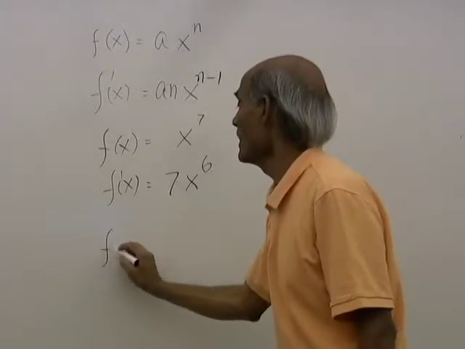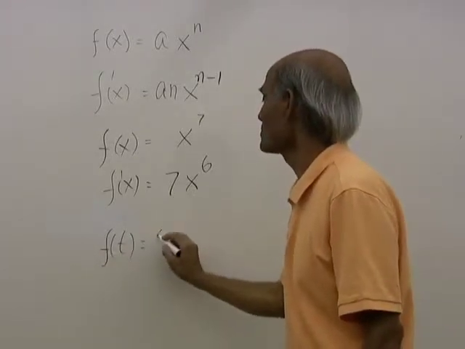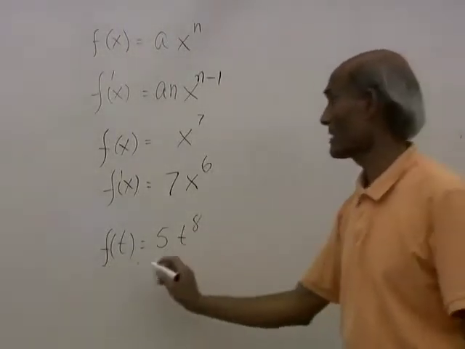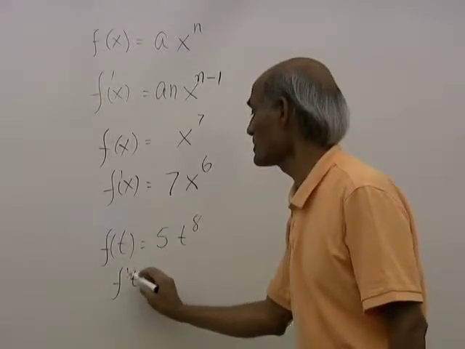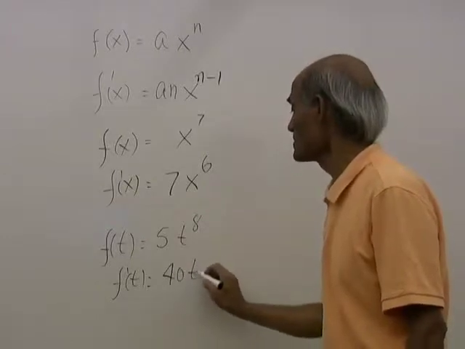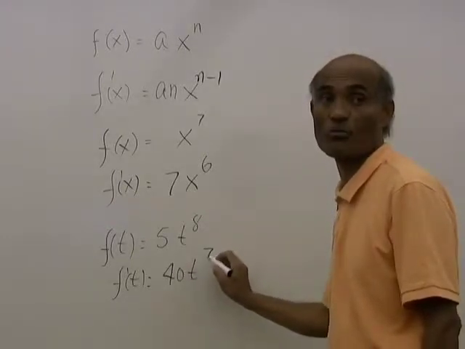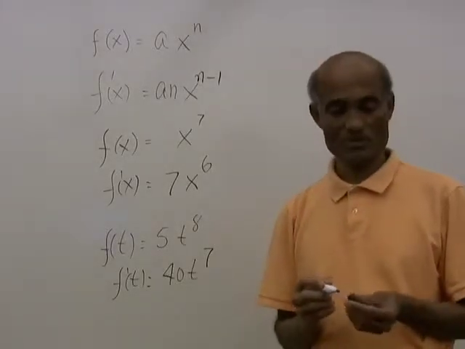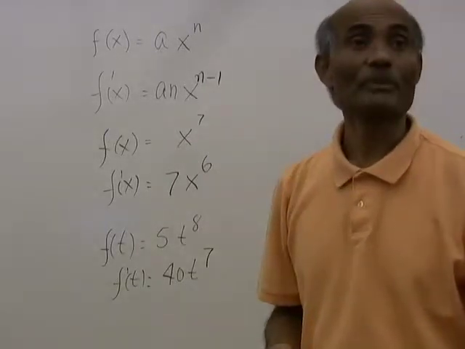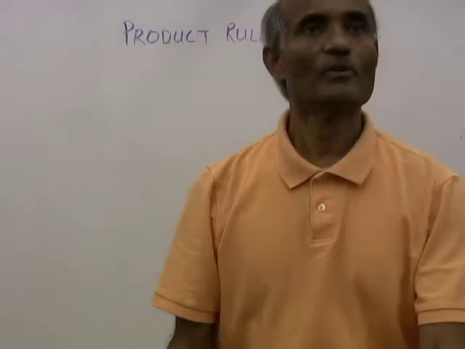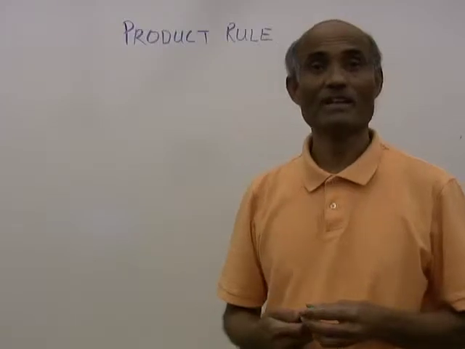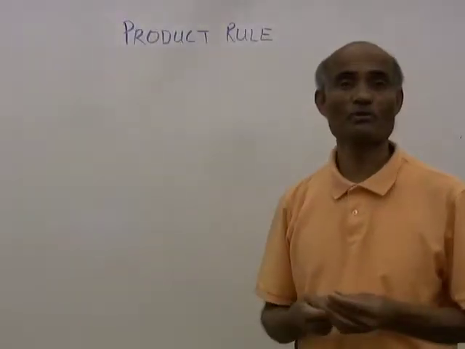How about this? F of t equal to 5t to the power of 8. Well, f prime of t will be 8 times 5, that will be 40, t to the power of 8 minus 1, that is 7. Well, this is how we use the simple rule, the power rule for derivatives. We will now look at another simple rule for finding the derivatives, that is the product rule for derivatives.